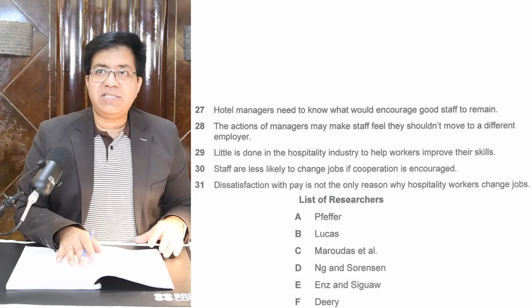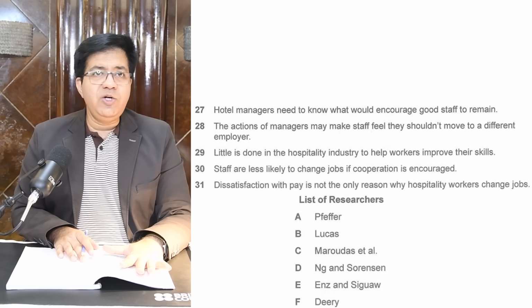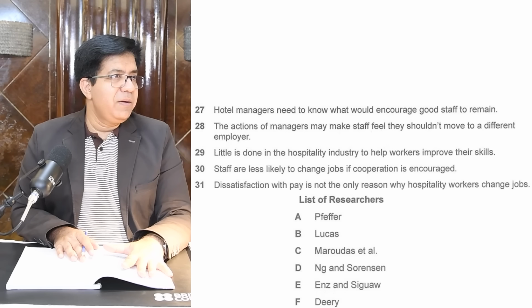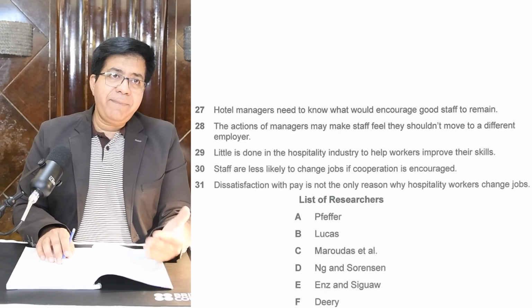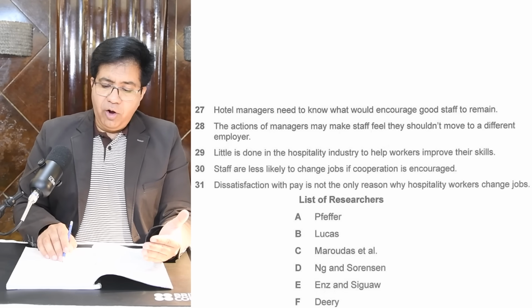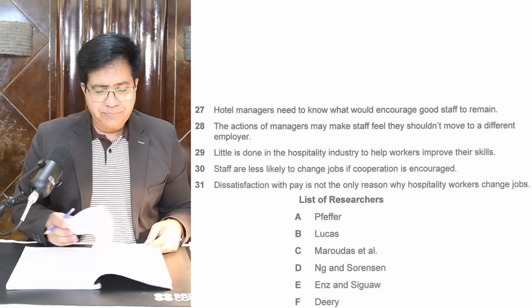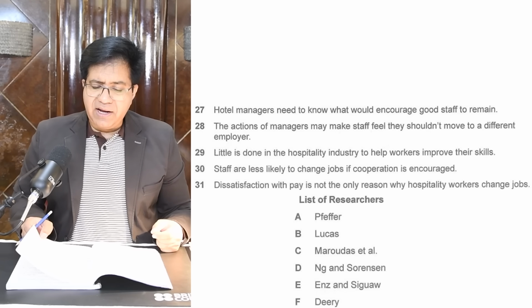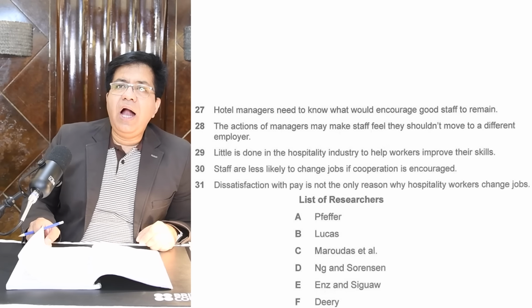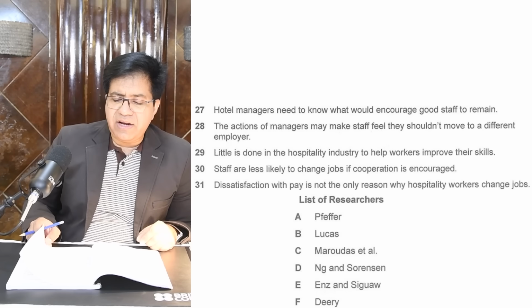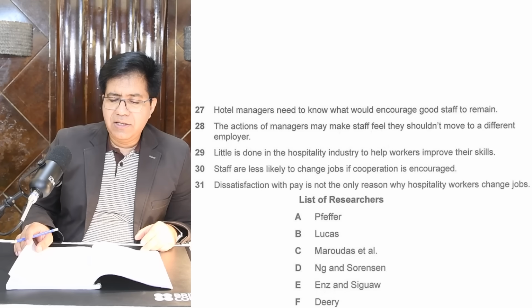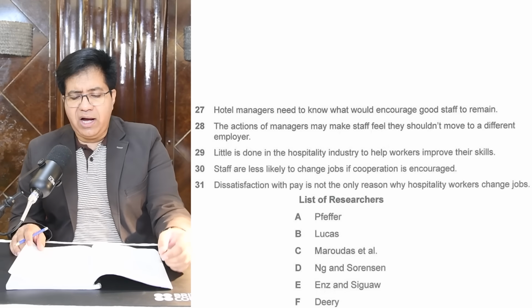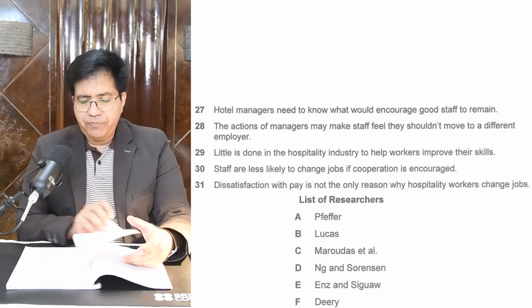Now, the questions and the passage are not in order. Bad news. But the good news is the list of researchers and the passage are in order. Now, please look for Fefer. Third paragraph, first word is Fefer. Underline Fefer and write A there. Next is Lucas. Look for Lucas, fourth paragraph. Underline Lucas and write B.